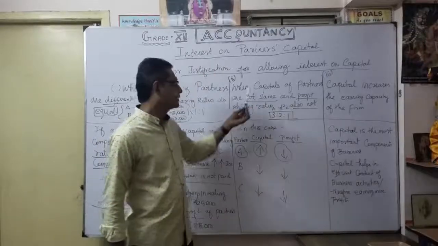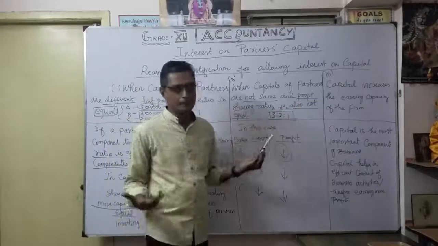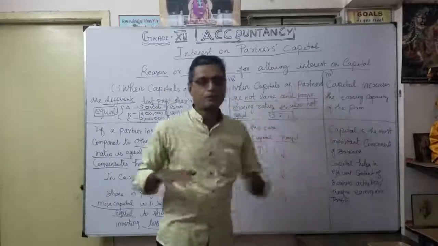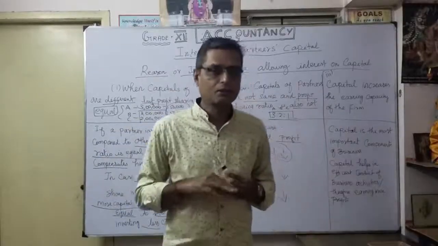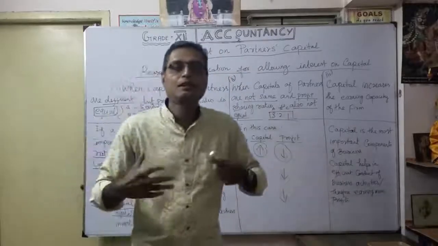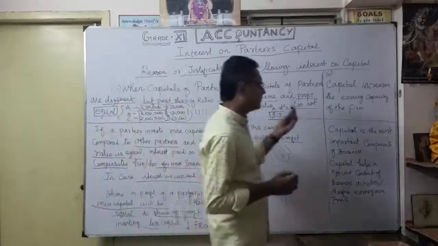The second one: when the capital of the partners is not the same and the profit sharing ratios are not the same. In this situation, as a justification, we are going to have interest on capital to compensate all the partners. Here also we are encouraging the person to invest more capital, so naturally you will get interest on capital. Now coming to the third situation.